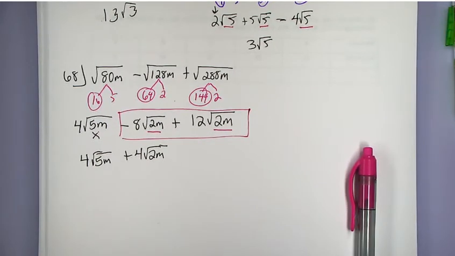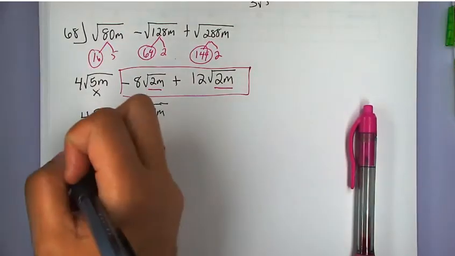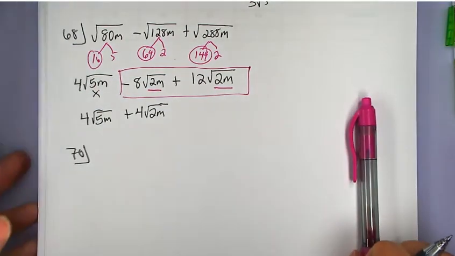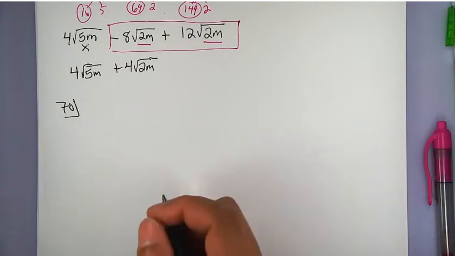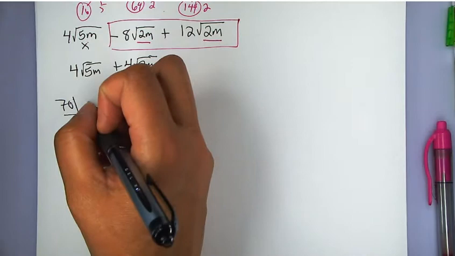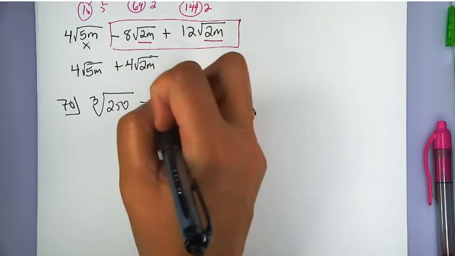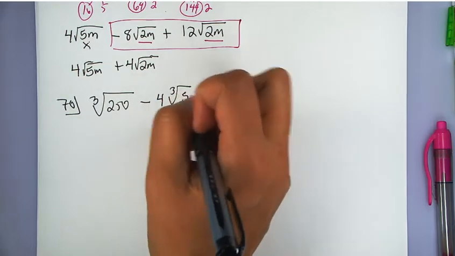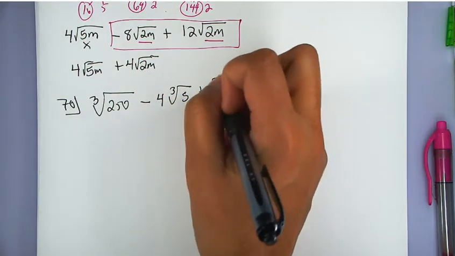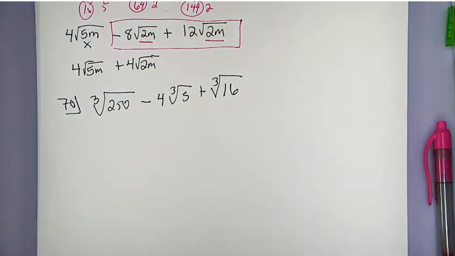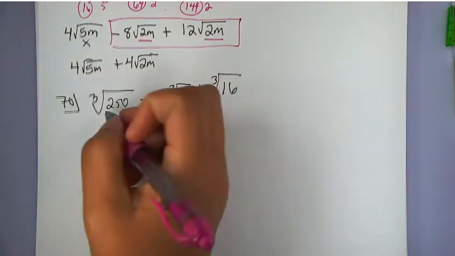Well, the cube root of 250 is 125 times 2. So that becomes 5 cube root of 2, since this is the cube root of 125. Now, the 4 cube root of 5 is already simplified, so I can just rewrite this. Excuse me for having my pen in the way. 4 cube root of 5 plus, and then 16 is 8 times 2. So the cube root of 8 is just 2 cube root of 2.